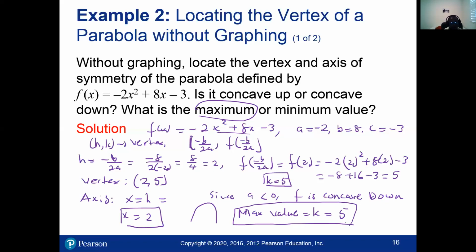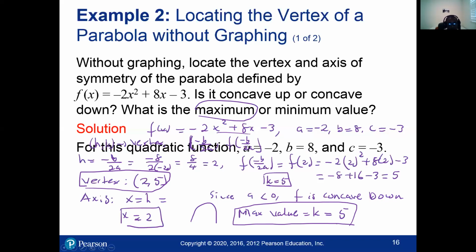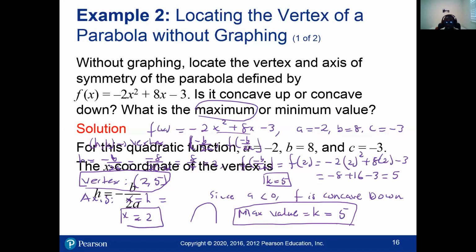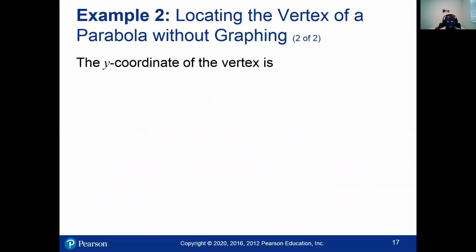Okay, so we have the vertex, which is that, and then we have the axis of symmetry, which is x is equal to h, which is x equal to 2. All right. I've done everything there. So that makes sense actually. Okay, the second example is locating the vertex.